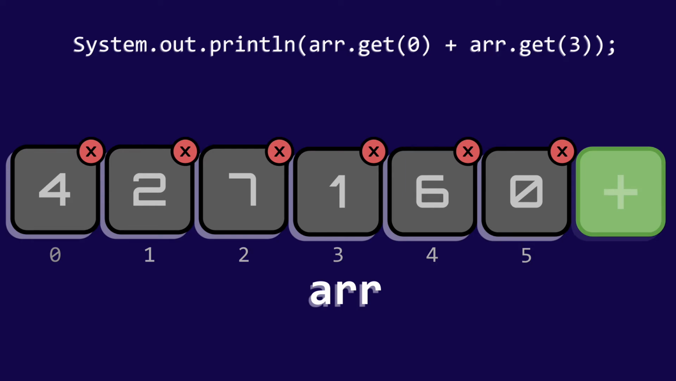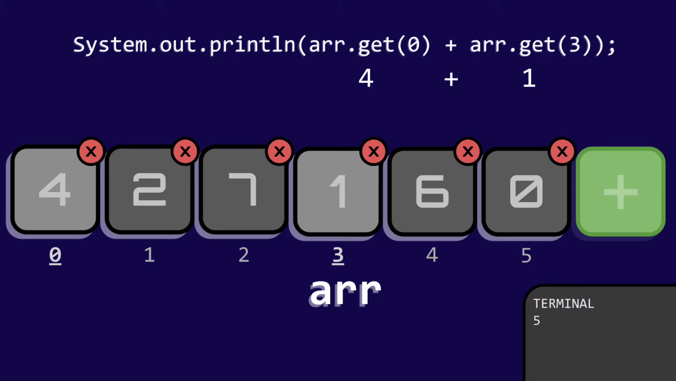By using two get methods, one for index 0 and another for index 3, I can add the return values together to get the result. In this case, it equals 5.